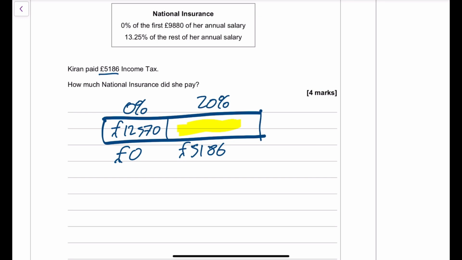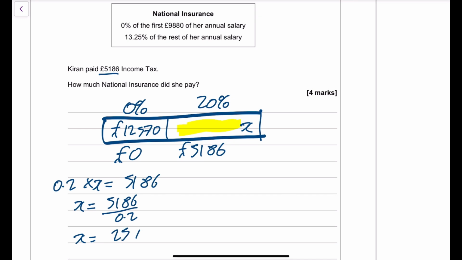So to get that thing, I'll call that X for the time being. Say I had done 0.2 times X, I would get 5186, which means X is equal to 5186 divided by 0.2. So if we just do that, 5186 divided by 0.2, I will get 25,930. So that's in here, that's £25,930.